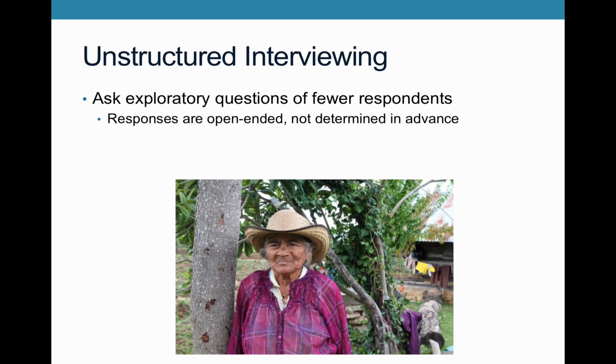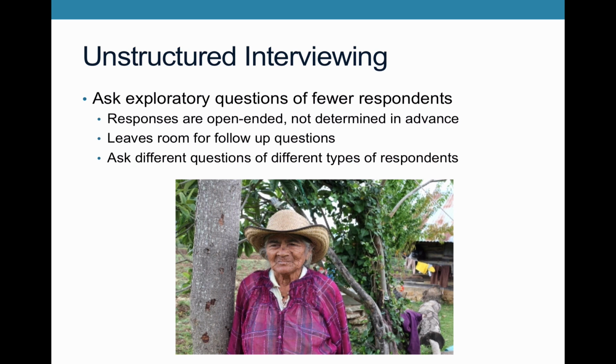So these responses are open-ended, and the key is that they're not really determined in advance, and they're not linked to a pre-existing hypothesis. This often goes with participant observation, where you're embedded in a community and you're observing what's going on. And these questions, again, like with semi-structured, leave room for follow-up questions, and you have different types of questions for different types of respondents. So we see that there are a lot of similarities with semi-structured interviewing. The key difference is that structured part, that the researcher has hypotheses that she wants to test and has predetermined questions with semi-structured interviewing. With unstructured interviewing, you're just going in and trying to figure out what's going on.